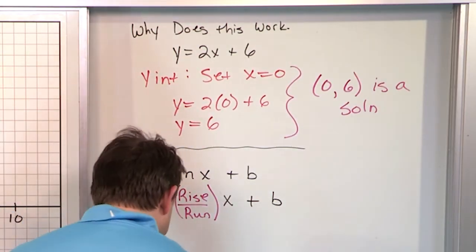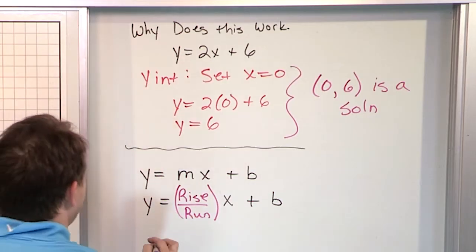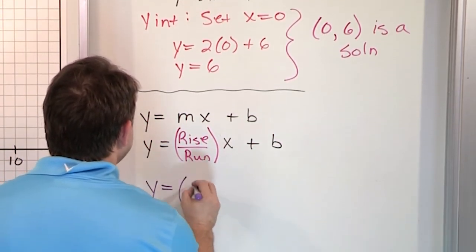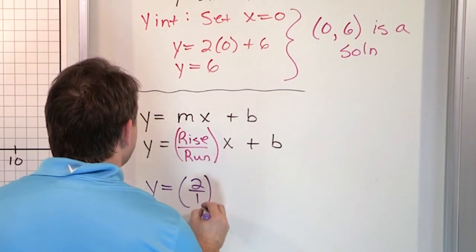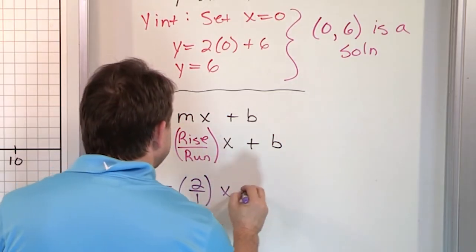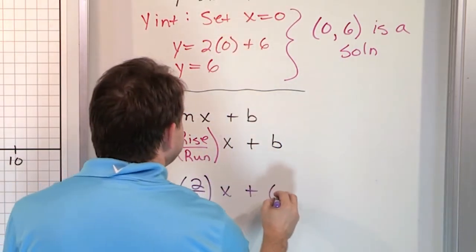So let's just use some actual numbers instead of talking about this stuff here. So what we're saying is that y is equal to, the slope is 2, so I'm going to write it as 2 over 1, x plus, and b in this case is 6, so I'm going to put a 6.